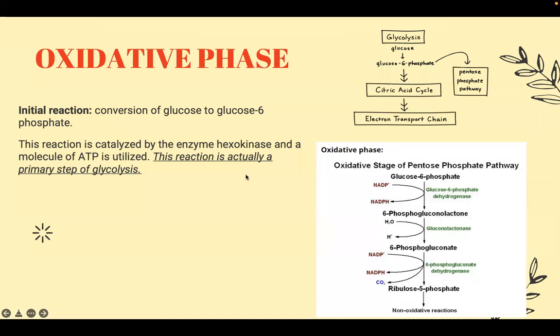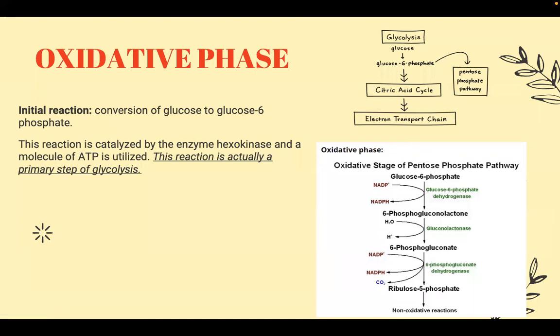So, meron tayong glucose, for example, dito. Pag na-breakdown na siya, mako-convert na siya into glucose 6-phosphate. Pero, ano yung enzyme involved for that one? That is what we call the hexokinase. Okay, this reaction is actually the primary step of the glycolysis. Pakitandaan po, nag-umpisa tayo sa glucose and then mako-convert sa glucose 6-phosphate.